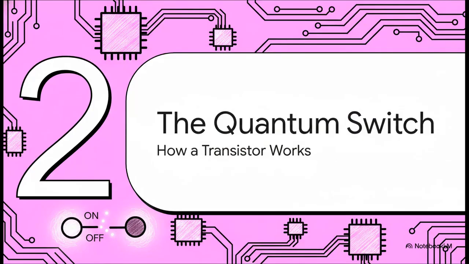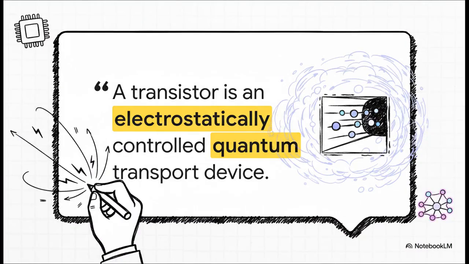Okay, so what is this tiny thing? At its heart, it's a switch, a stunningly sophisticated switch with absolutely zero moving parts. You could say it's the purest form of an on-off button that humanity has ever created. Now, this textbook definition is actually really important. It tells us we are not dealing with some little mechanical lever. Those words, electrostatically controlled and quantum transport, mean we're using electric fields to manage the flow of electrons based on the, frankly, strange rules of quantum physics.